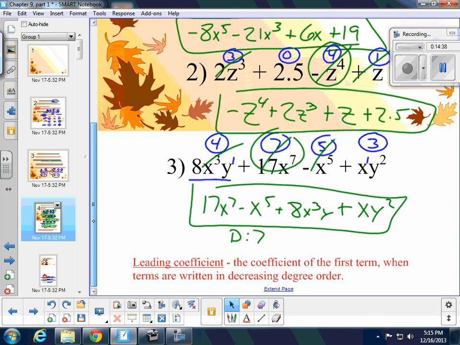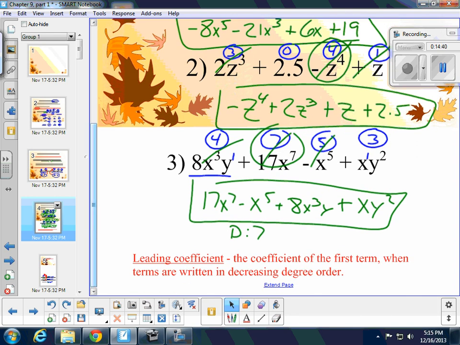Something else they might mention too in the homework. They might also talk about the leading coefficient. And again, this will also be something that'll be more important as time goes on. Something we'll realize can be an important factor when graphing or when solving a problem. But the leading coefficient is just the coefficient of the first term when we write them in decreasing degree order.